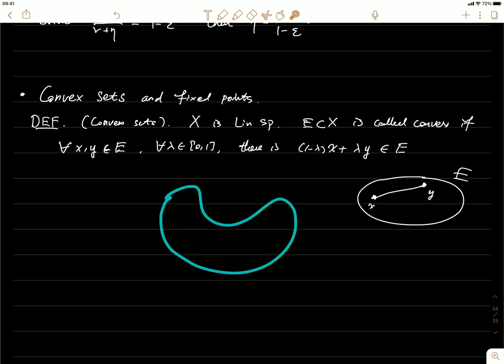A counterexample would be this. For example, if E is like that, then if you choose two points here, it could happen that the line segment is not completely in E. Although for some other points they are in, for a set E to be convex, it requires all pairs of points: when you make a line segment between them, you get the whole line segment inside E. So that's why this is not a convex set, but this is one.